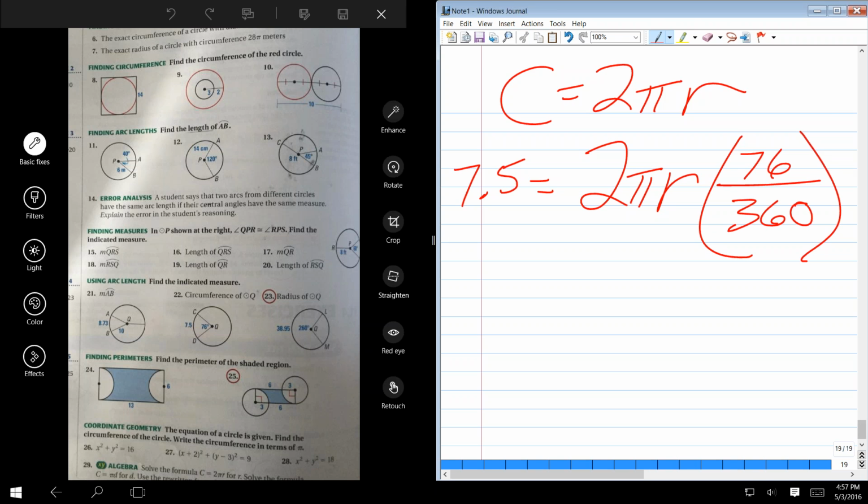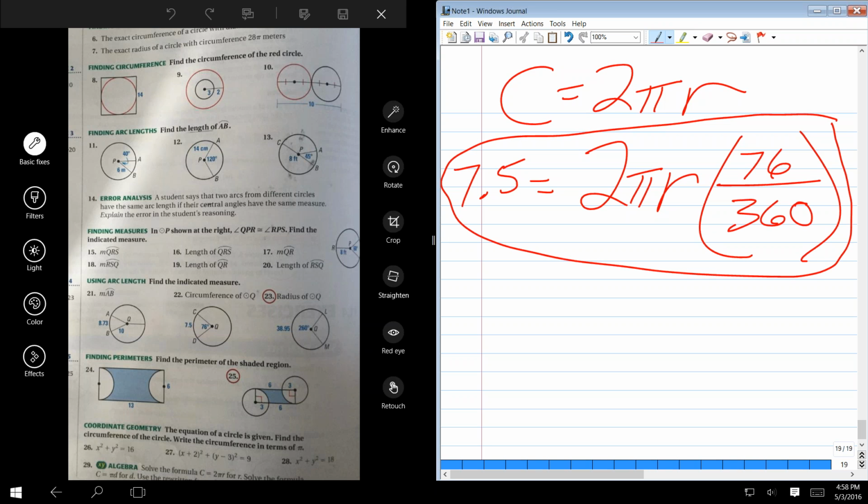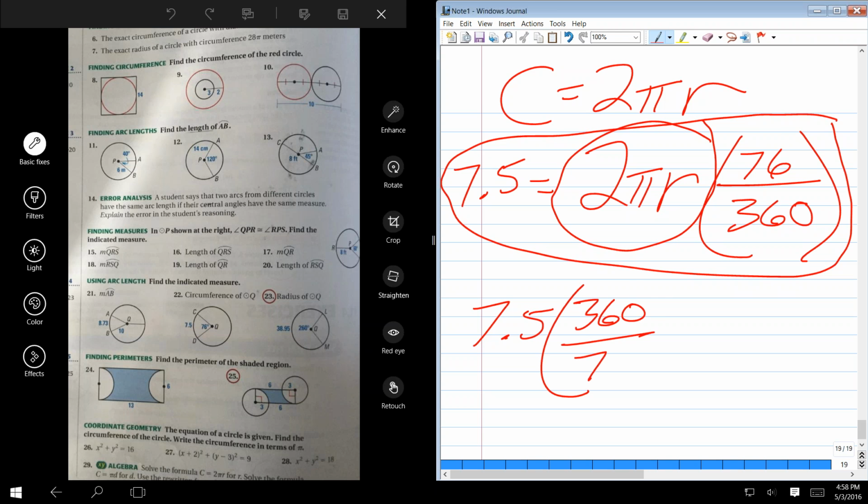Now notice, they're actually asking for the full circumference. So I could solve this 2 different ways. I could solve for r and then go back to this formula and figure out what the circumference is. But there's an easier way to solve this problem. Let's just solve for 2 pi r. Since that's the circumference, I can solve for 2 pi r relatively straightforwardly by multiplying by the reciprocal of this, 360 over 76.